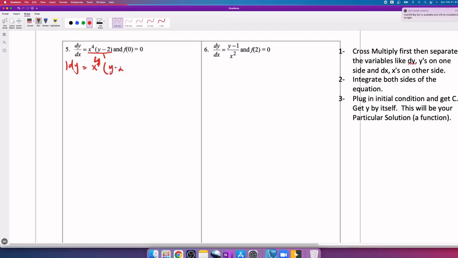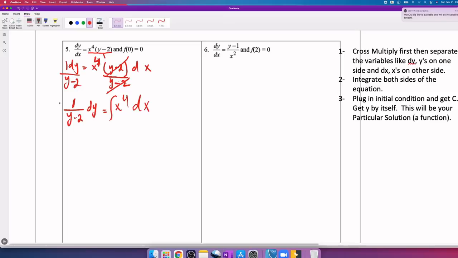And I got y minus 2 times dx, like I cross multiplied this too. Now I know x to the 4 is okay with dx, but y minus 2 is not okay. So I'm going to divide by y minus 2 to move it back to where the dy is. Cancel. And I'm left with 1 over y minus 2 dy equals x to the 4 dx.